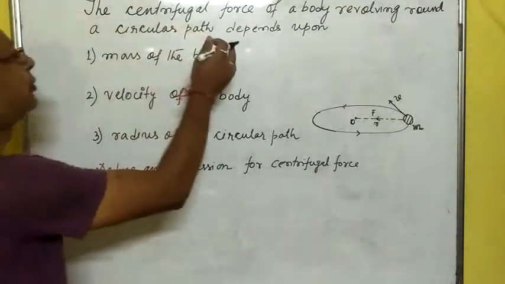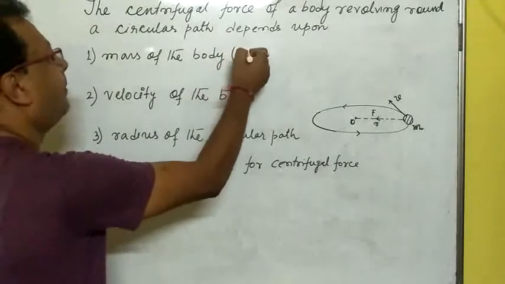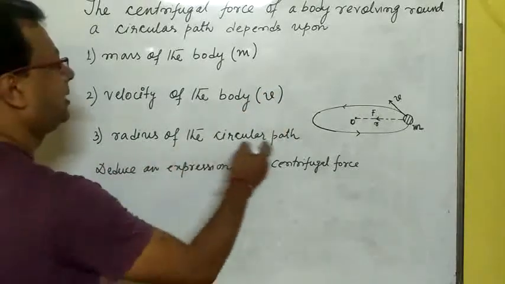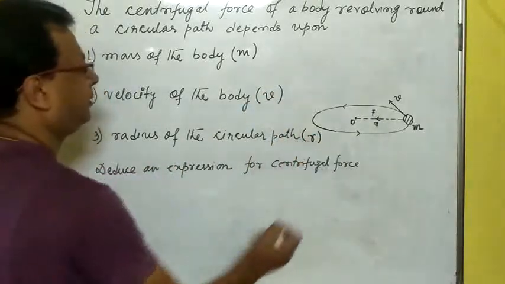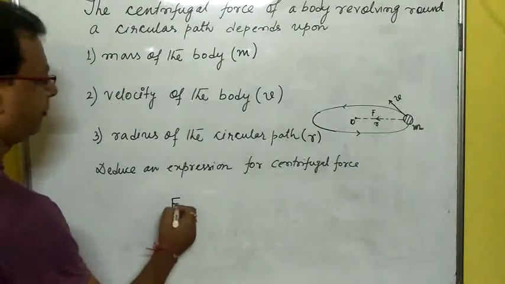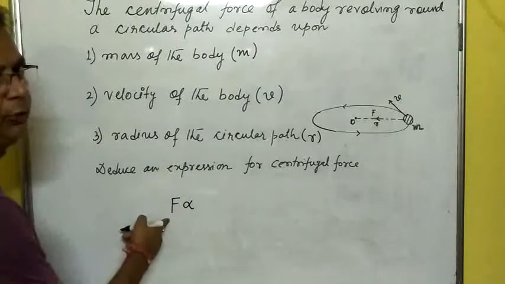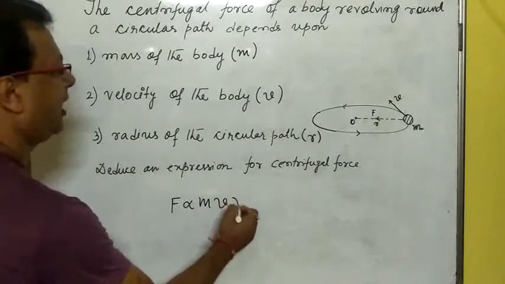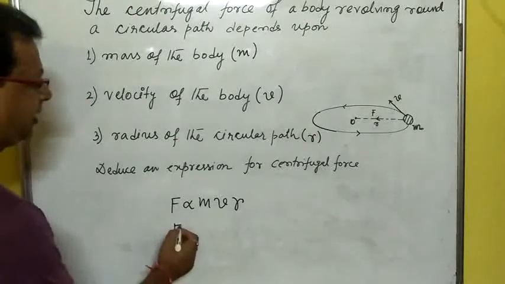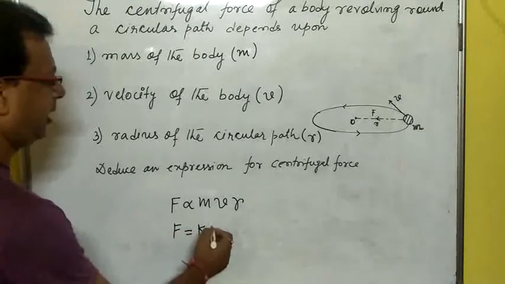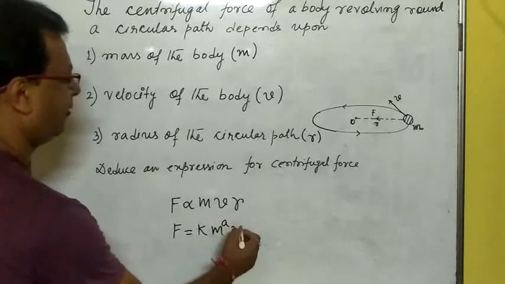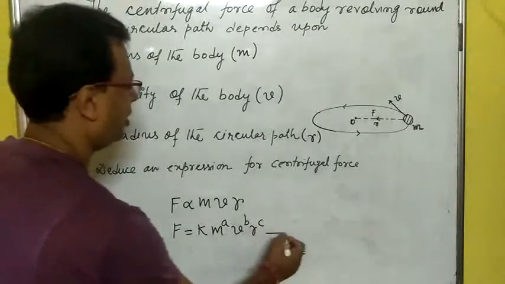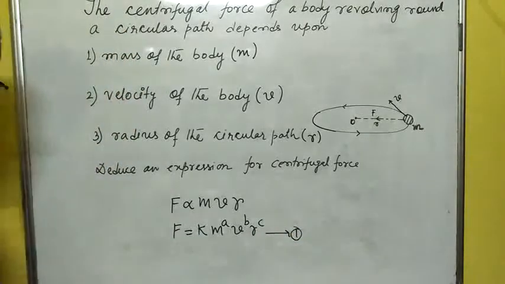Now centrifugal force F depends upon mass of the body, velocity of the body, and lastly the radius of the circular path. So we write it as F proportional to M, V and R. So we can write it as F equals some constant K into M to the power of A, V to the power of B and R to the power of C. This is your equation number 1.